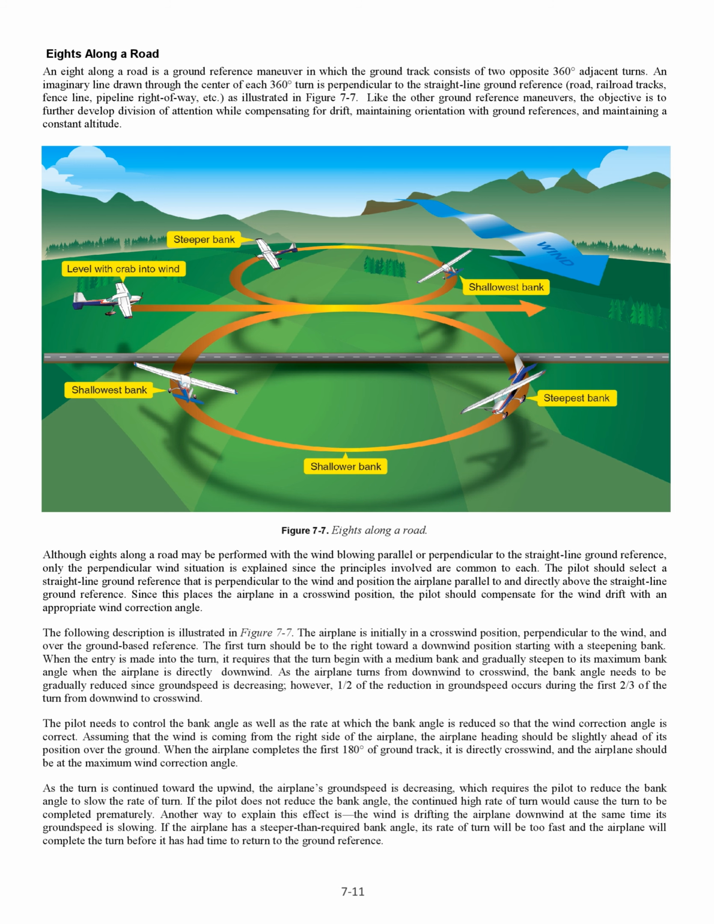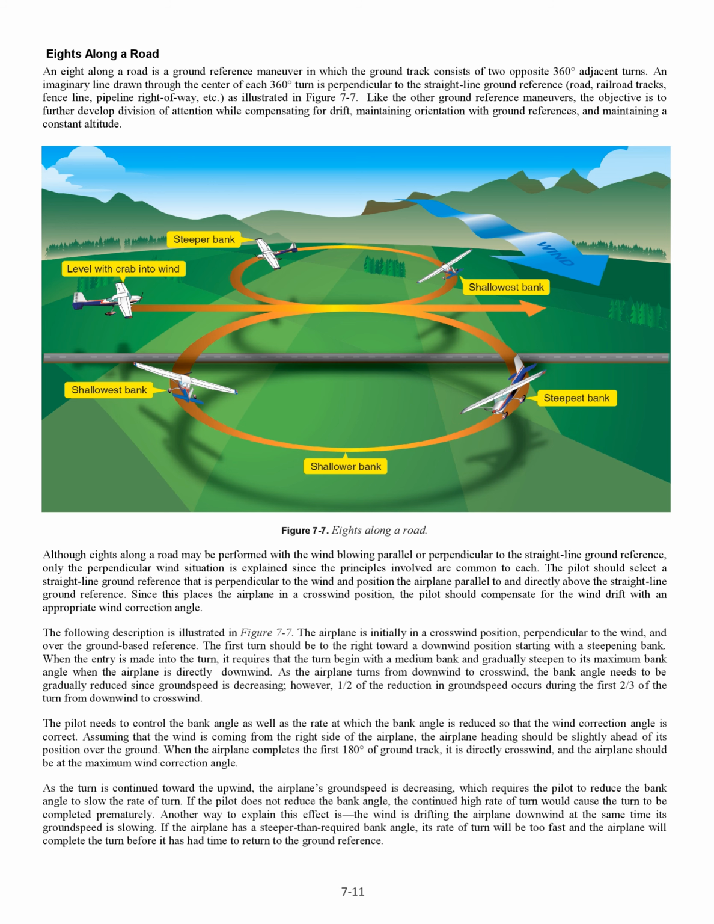Eights along a road. An eight along a road is a ground reference maneuver in which the ground track consists of two opposite 360 degree adjacent turns. An imaginary line drawn through the center of each 360 degree turn is perpendicular to the straight line ground reference, road, railroad tracks, fence line, pipeline right-of-way, etc., as illustrated in Figure 7.7. Like the other ground reference maneuvers, the objective is to further develop division of attention while compensating for drift, maintaining orientation with ground references, and maintaining a constant altitude.